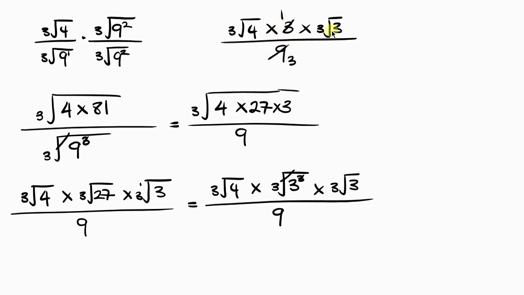And from multiplication, as long as they have the same roots, we take the common roots and then multiply the numbers. So 4 times 3 gives 12 all over 3. And this becomes our final answer.